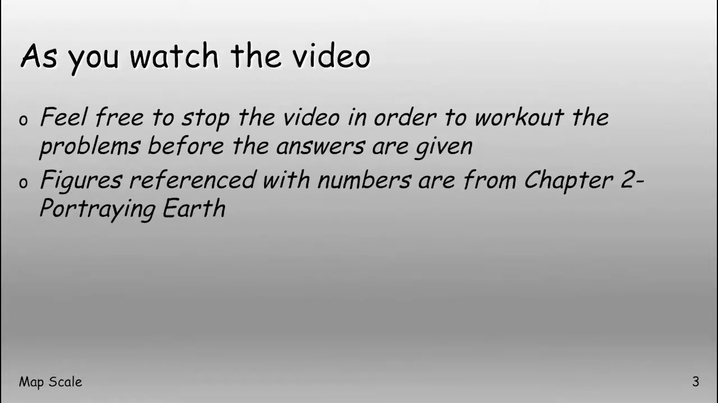So again, feel free to stop the video at any time when you need to work out problems. And any figures that are referenced by numbers in this video are from Chapter 2 in your textbook.